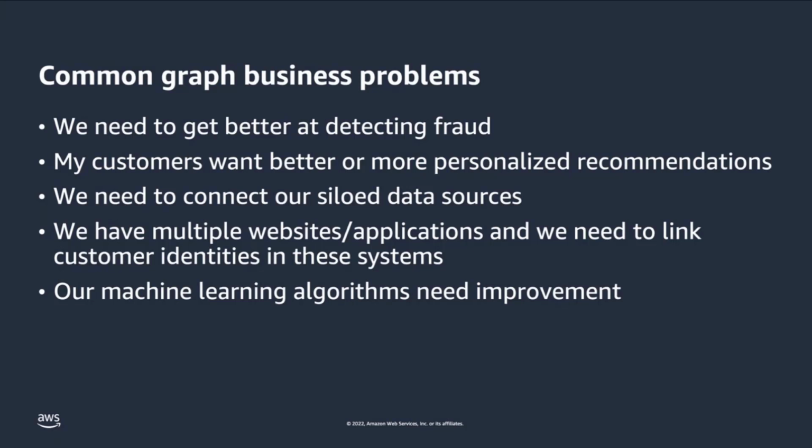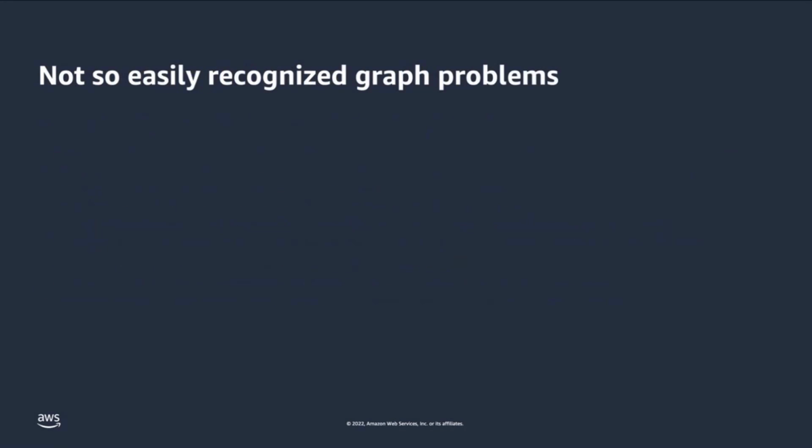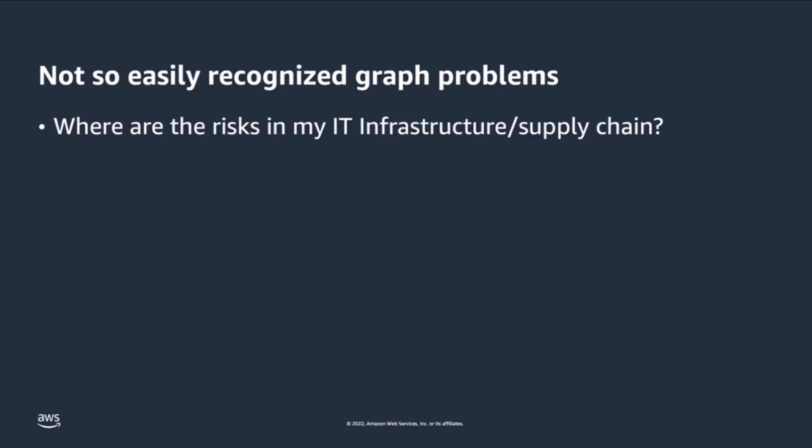But there's also a wide array of not so easily recognized graph problems, ones that at first glance may not make sense, or you may not think of them as graph problems, but they really do lend themselves very well to being solved using graphs. The first example is, what are the risks in your IT infrastructure or your supply chain? Any IT infrastructure or supply chain tends to get very complicated very quickly.